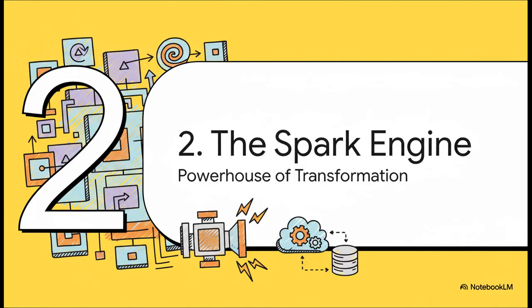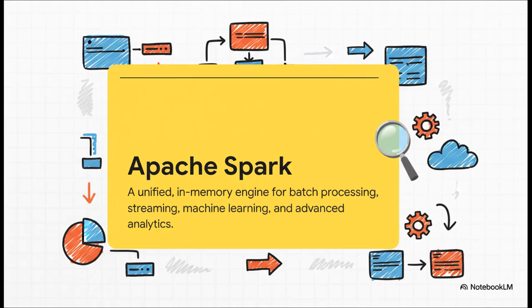With all our data sitting comfortably in the lake, we now need an engine. We need a real powerhouse to process it, to clean it, and to transform all that raw data into something genuinely valuable. And that engine, my friends, is Apache Spark. Spark has become the de facto standard for big data processing. And honestly, it's for one simple reason: speed.